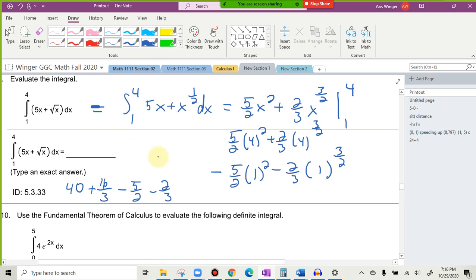Whatever that number is, right? So then we've got 80/2 minus 5/2 plus 14/3. 75/2 plus 14/3. And you can just figure out whatever that number is.